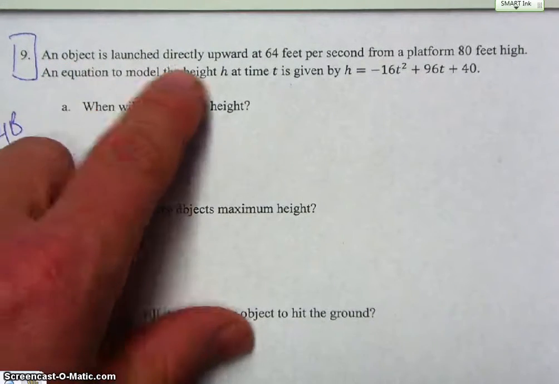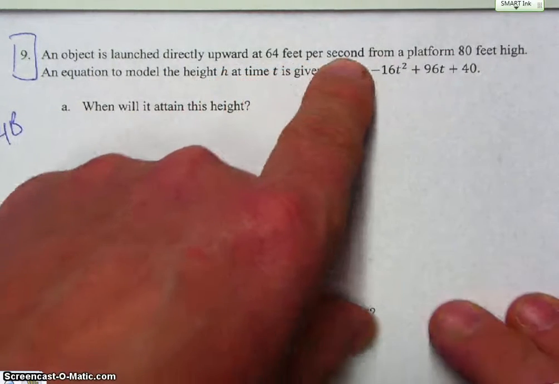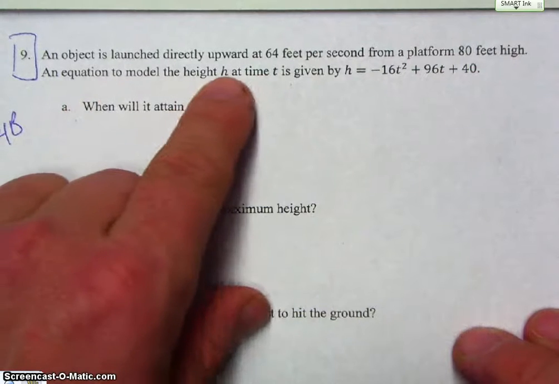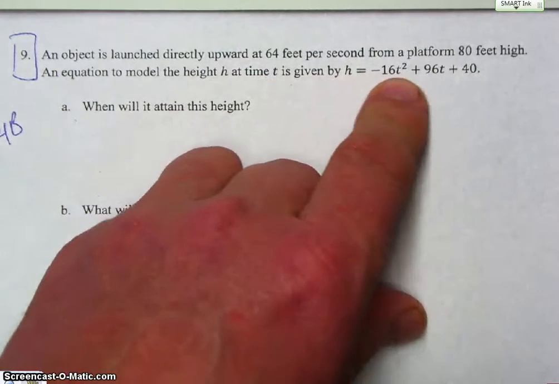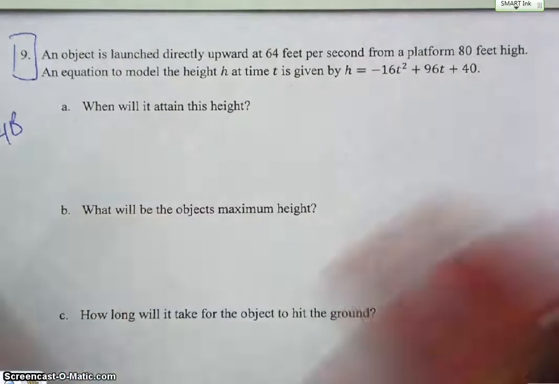An object is launched directly upward at 64 feet per second from a platform 80 feet high. An equation to model the height h at time t is given by h equals negative 16t squared plus 96t plus 40. All right, so before we do anything, let's actually draw a picture that will represent that information.